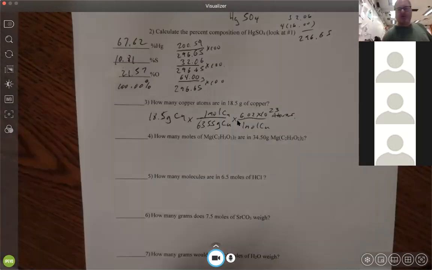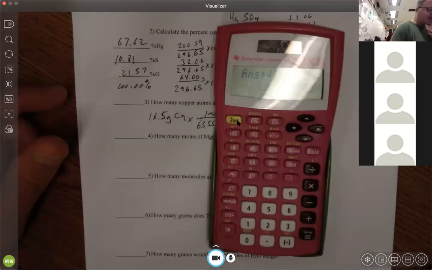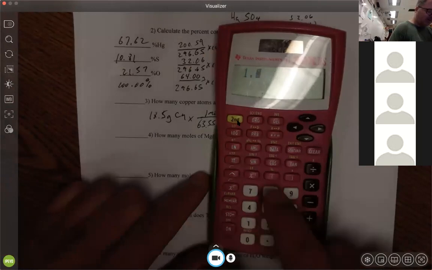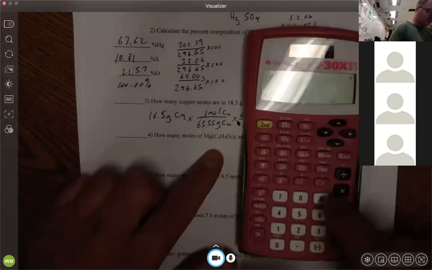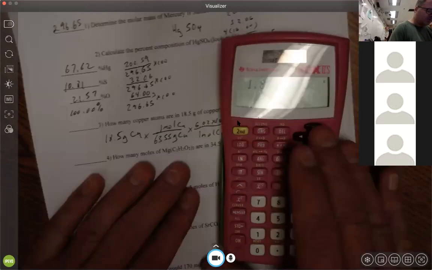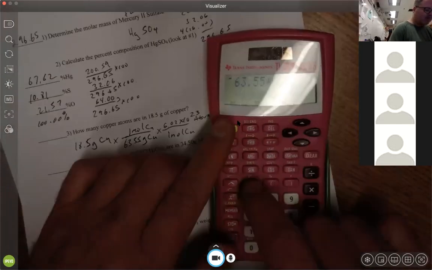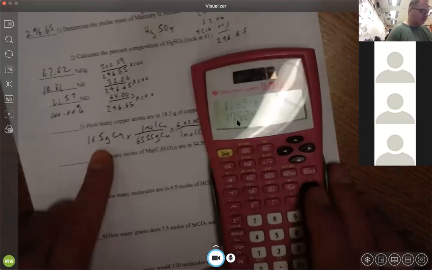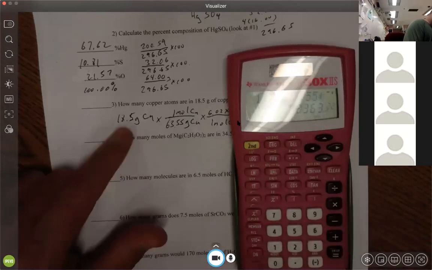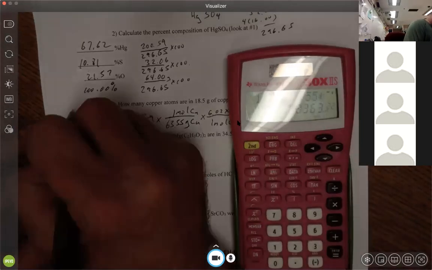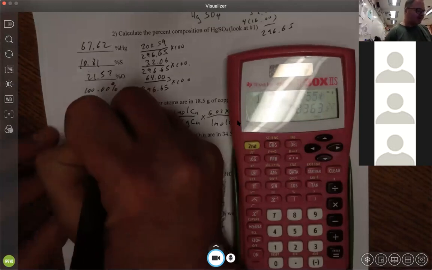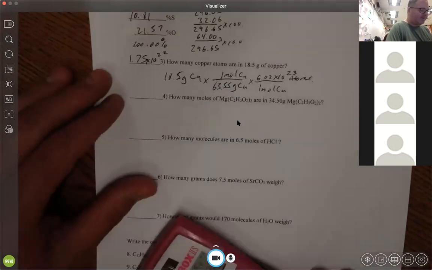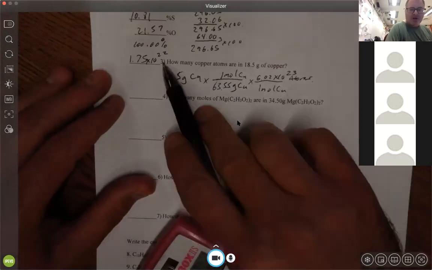For this, we do need our calculator, because we got to use scientific notation. 18.5 divided by 63.55 times 6.02 times 10 to the 23rd. It's going to be 1.75. We're going to have the same number of significant digits as this number right here. So 1.75 times 10 to the 22nd copper atoms. It makes sense because it's not even a mole of copper atoms because we have less than the 63.55 required grams.